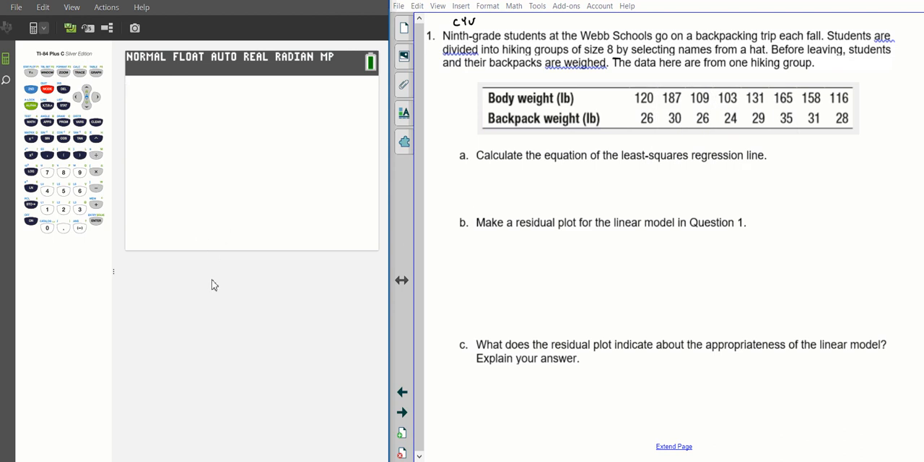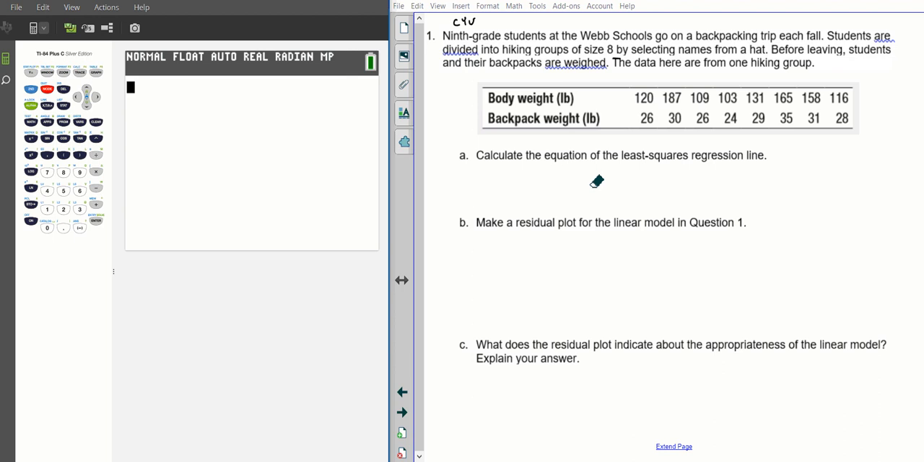All right, we're going to be talking about how to find the least squares regression line, how to find residuals, how to create a residual plot, and how to use a residual plot to figure out if it's a linear model. And we're going to use a TI-84 Plus to help us figure this out.